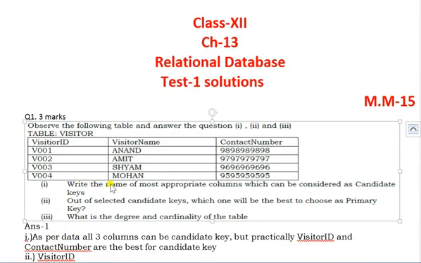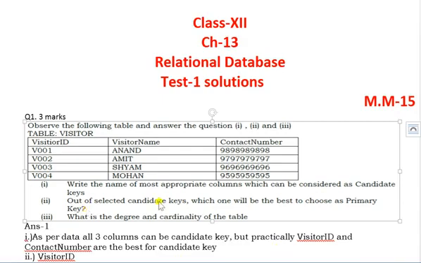Question number 1. Write the name of most appropriate columns which can be considered as candidate keys. So based off this table the answer is, as per data, all the three columns can be a candidate key, but practically this visitor ID and the contact number are the best for the candidate key, because by this you can uniquely identify the data.